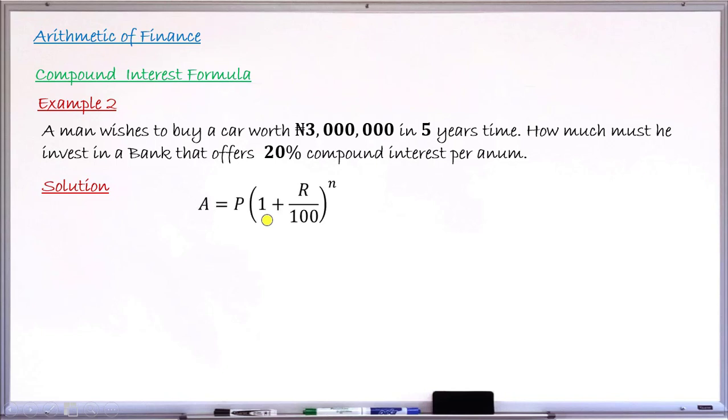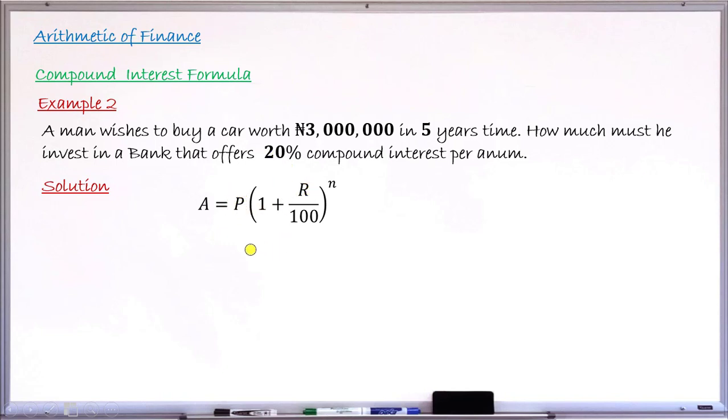So we'll now use the formula for finding the final amount, which is A equals P multiplied by the bracket, 1 plus R over 100, and the bracket raised to the power of n. This is the formula for finding final amount after compound interest. So the final amount is this 3 million that he wanted to get. And the problem is what money must he invest now? That is P. The R is 20.